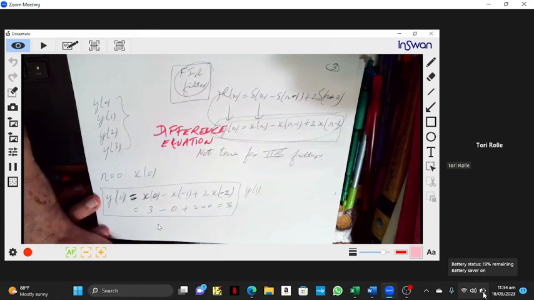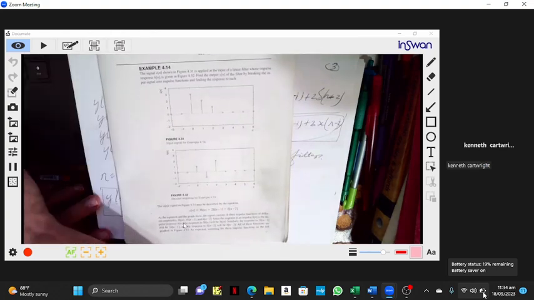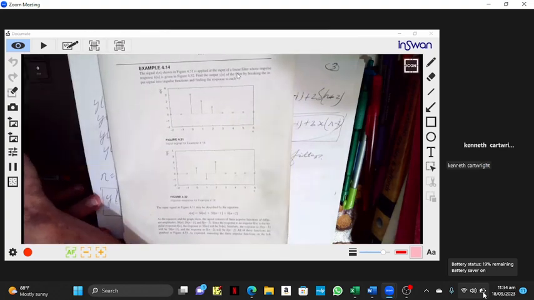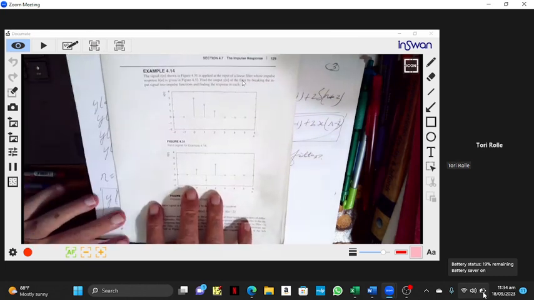Hey, Dr. Cartwright, is it possible to see the input signal graph again, please? I don't know why you didn't take a snip of it. Thank you.